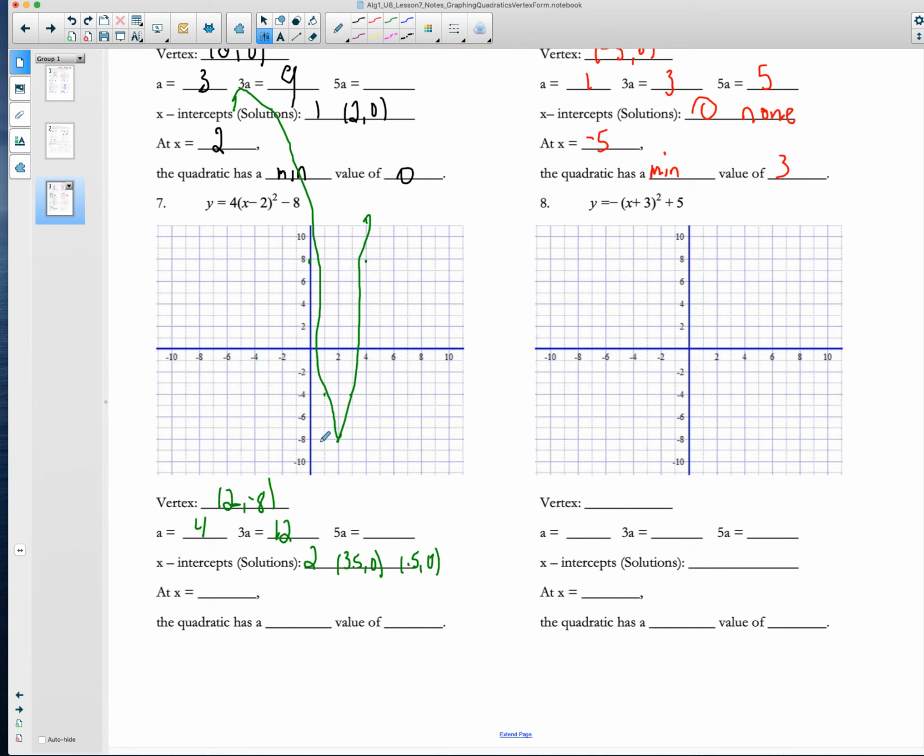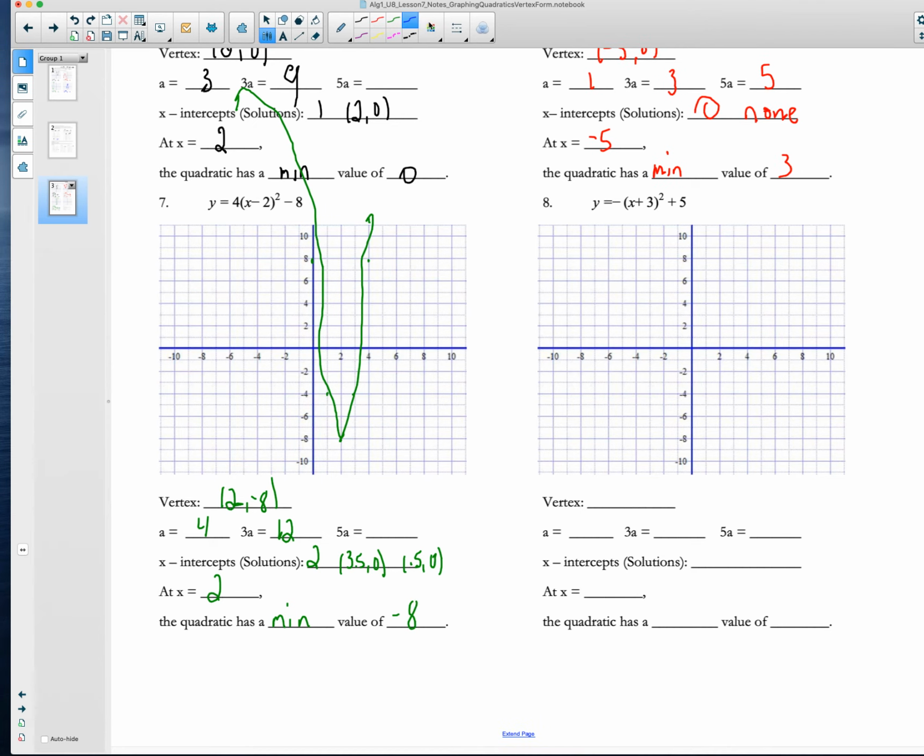Now, we still can be exact with our vertex here. Once again, it opens up. The vertex is at 2, and because it opens up, we know we're going to have a minimum value, and that minimum value this time is -8. So let's finish up here with our last problem and see how we do.